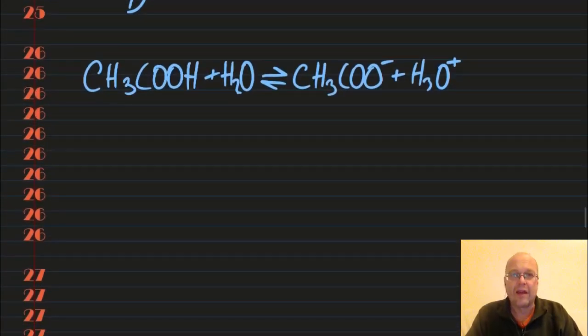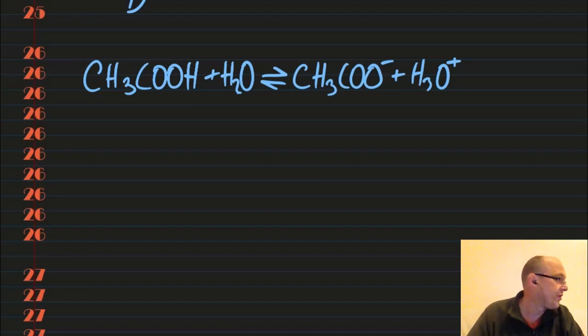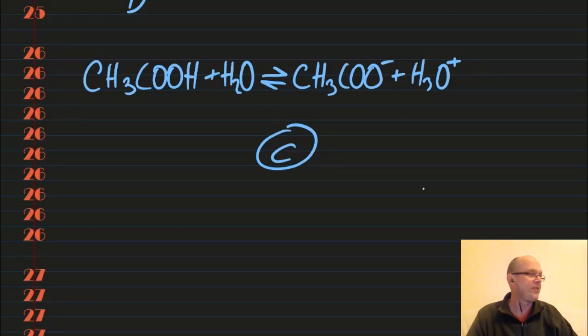26. A Bronsted-Lowry acid-base pair are different by H+. So you just have to find two chemicals that are different by H+. So that's C. I'm not going to read the question. 26 is C. They're different by H+. Oh, nice.